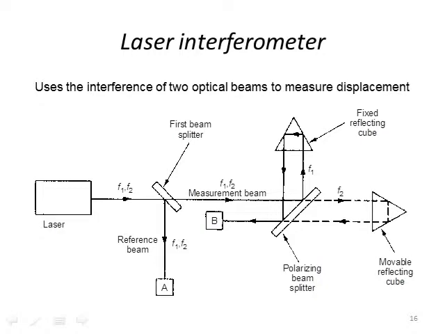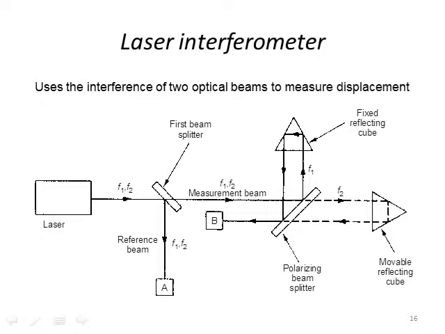Now, the optical displacement sensors. The most common is a laser interferometer, okay? And as the name suggests, an interferometer deals with a sensor that uses interference of two beams to calculate displacement. Okay, so this is a diagram of a typical laser-based interferometer for displacement sensing.